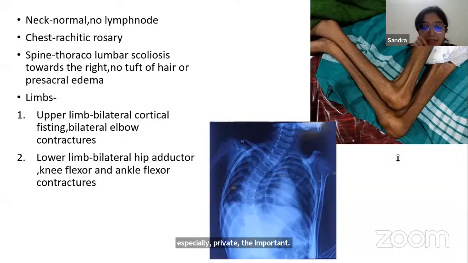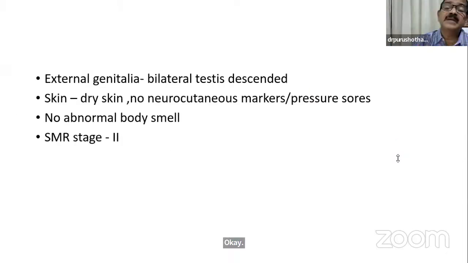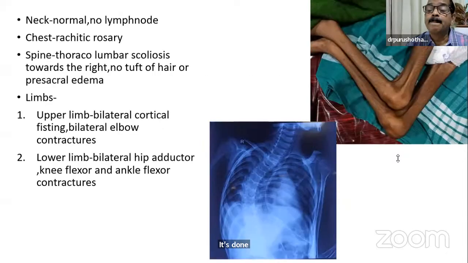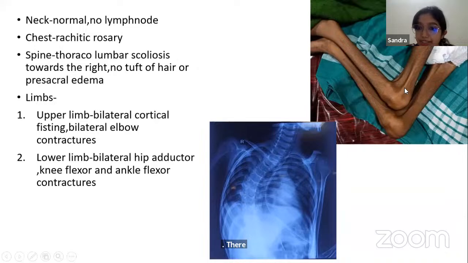Bilateral cortical fisting, bilateral elbow contractures, lower limb, bilateral hip adductor, knee flexor, ankle flexor contractures were present. Previous slide. What is obvious from this picture? Forget about the X-ray part. Take note of the hip and the foot. There is a flexion contracture at the knee.